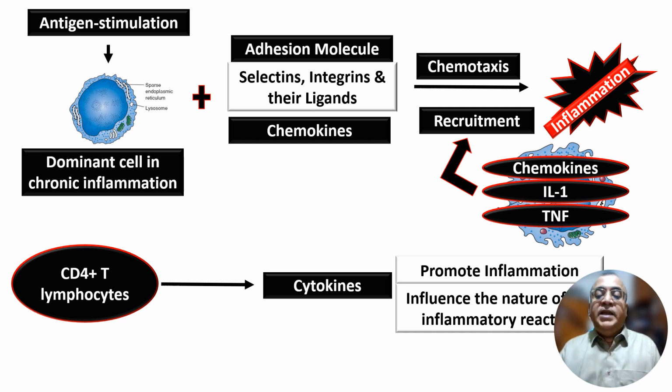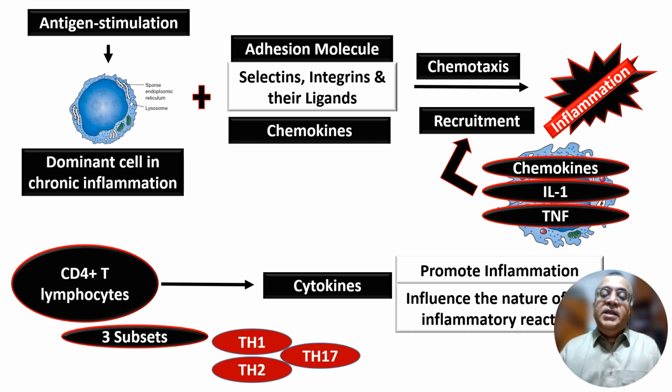CD4 lymphocytes have secretory activity. They secrete plenty of cytokines, and this promotes inflammation and also influences the nature of the inflammatory reaction. There are three subsets of CD4 type of the lymphocyte. These are Th1, Th2, and Th17.